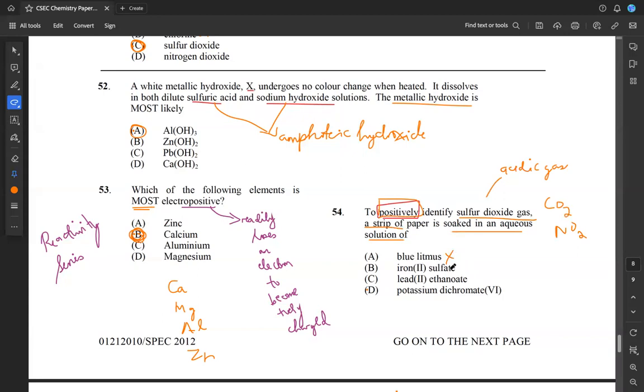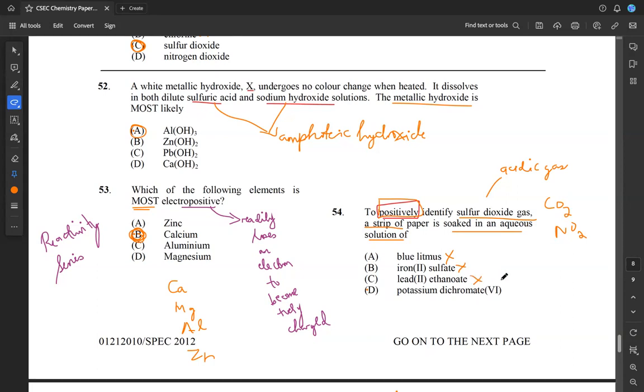Iron sulfate, what's going to happen in that case? We can't really use iron sulfate because sulfur dioxide is a powerful reducing agent, we said, right? So what would it reduce the iron to? We wouldn't really see a color change here that we could say, okay, positive, that is sulfur dioxide. So we wouldn't really use that. Lead ethanoate, that's a salt of an ester. Can't really use this either, right?